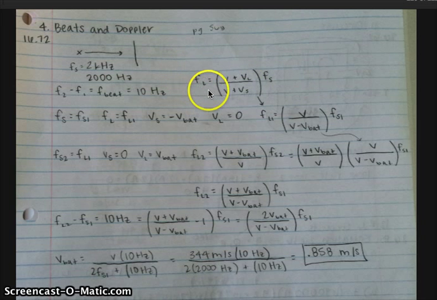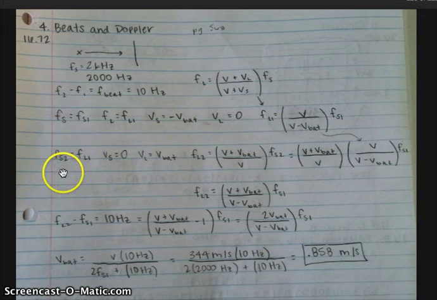The frequency of the listener equals (V plus V listener) over (V plus V source) times the frequency of the source. So the frequency of the source is source 1, and the frequency of the listener is listener 1. The velocity of the source is the velocity of the bat, negative, and the velocity of the listener is 0. So we can plug these in there to get this.